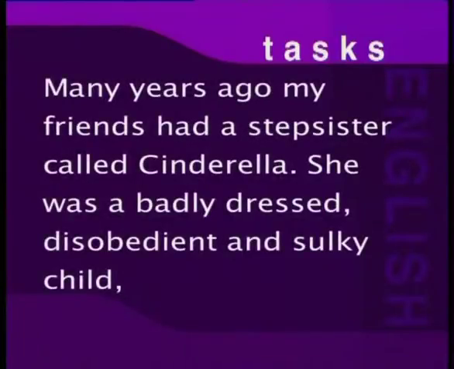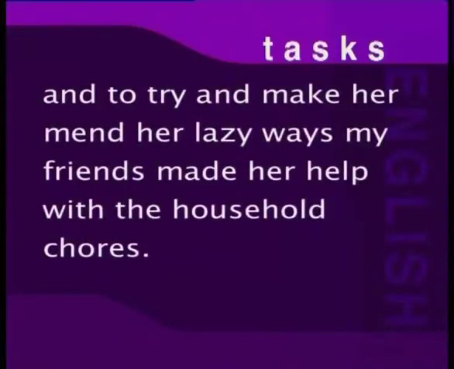Many years ago, my friends had a stepsister called Cinderella. She was a badly dressed, disobedient and sulky child, and to try and make her mend her lazy ways, my friends made her help with the household chores.